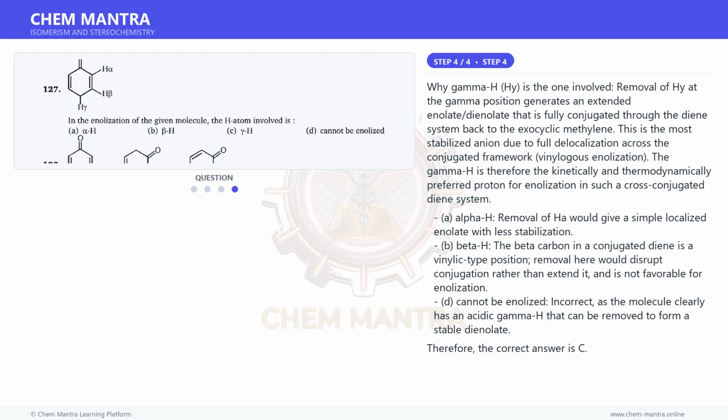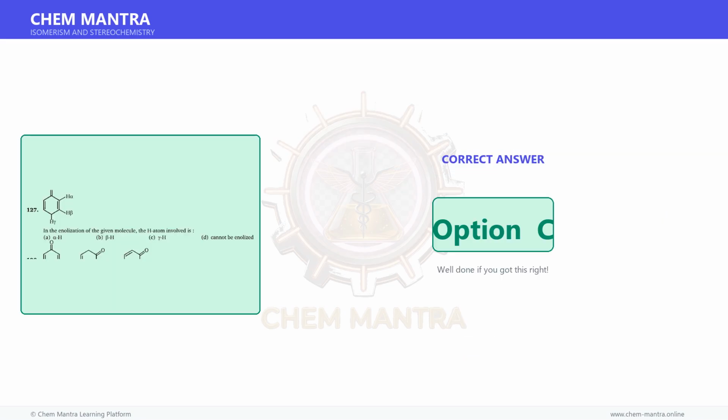A, alpha H: removal of Hα would give a simple localized enolate with less stabilization. B, beta H: the beta carbon in a conjugated diene is a vinylic type position. Removal here would disrupt conjugation rather than extend it, and is not favorable for enolization. D, cannot be enolized: incorrect, as the molecule clearly has an acidic gamma H that can be removed to form a stable dienolate. Therefore, the correct answer is option C.